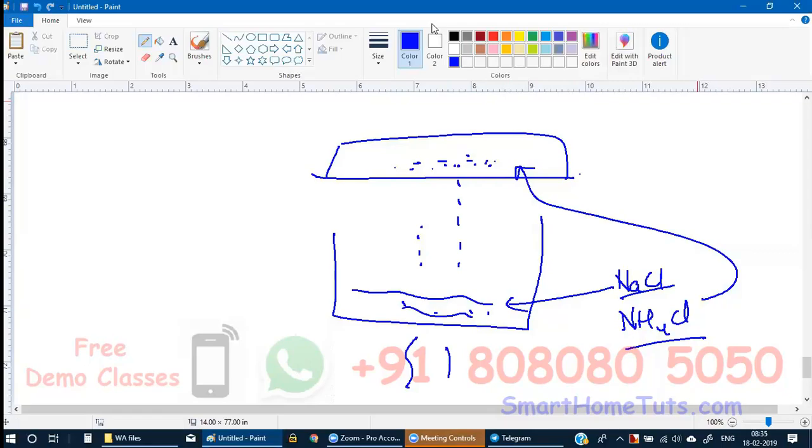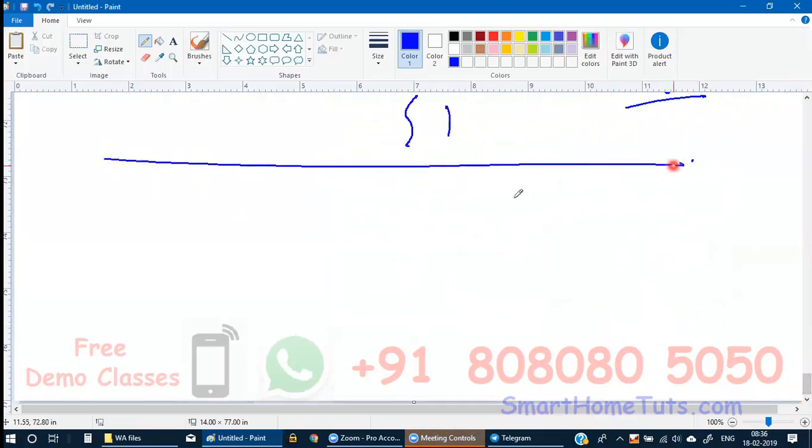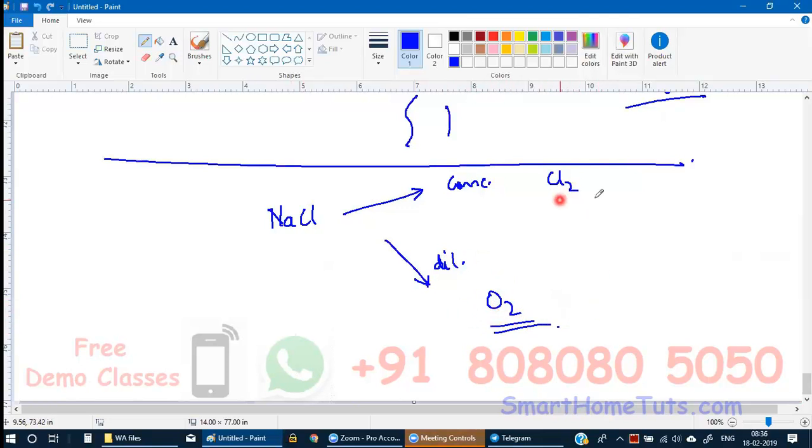If it is present in aqueous form, then oxygen will be produced. For electrolysis, it depends upon concentration. For example, we have done electrolysis of brine many times. If it is concentrated, then this will give you Cl2 gas. If it is dilute, then it's going to give you oxygen gas. This will be at the anode, which is the positive electrode.